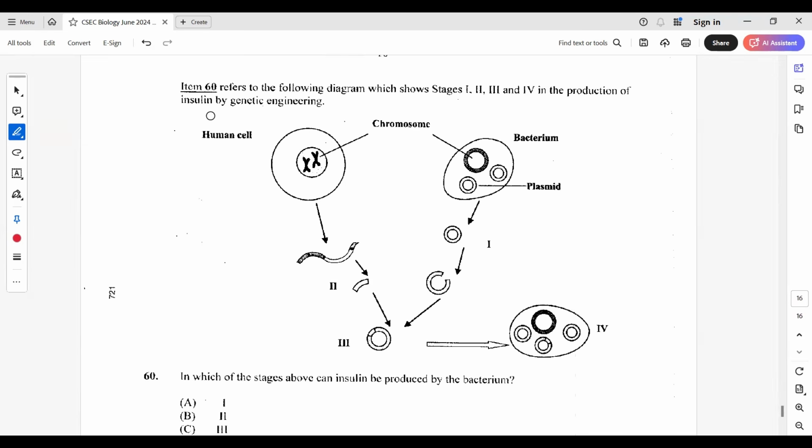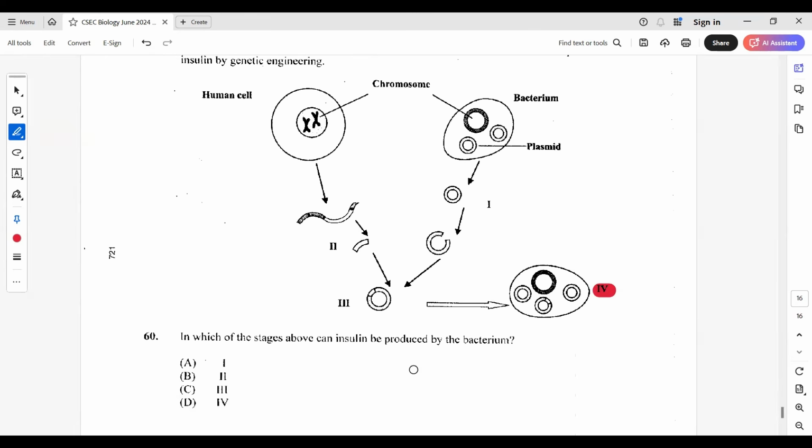Final question. Item 60 refers to the following diagram, which shows stage 1, 2, 3, and 4 in the production of insulin by genetic engineering. And they're asking, at which stage can insulin be produced by the bacteria, when it's all finished, which makes the answer D.